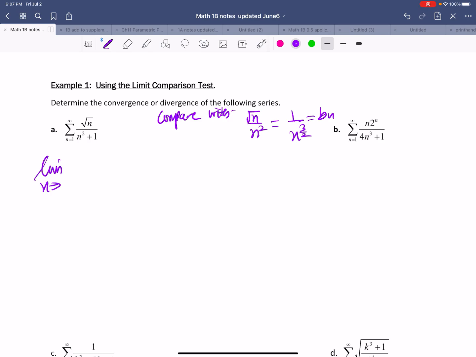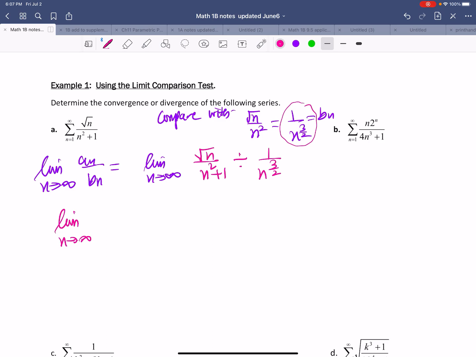So I'm going to go ahead and find the limit as n goes to infinity of an over bn. So limit n goes to infinity, an is square root of n over n squared plus 1 divided by bn. So I'm going to divide it by the series bn, which is 1 over n to the power 3 halves. The series bn we chose, do we know anything about this series? Do we know if it's convergent or divergent? 3 halves is greater than 1. So this is a convergent p-series. We already know that. That's why we chose it, because we know the behavior of this series, definitely.